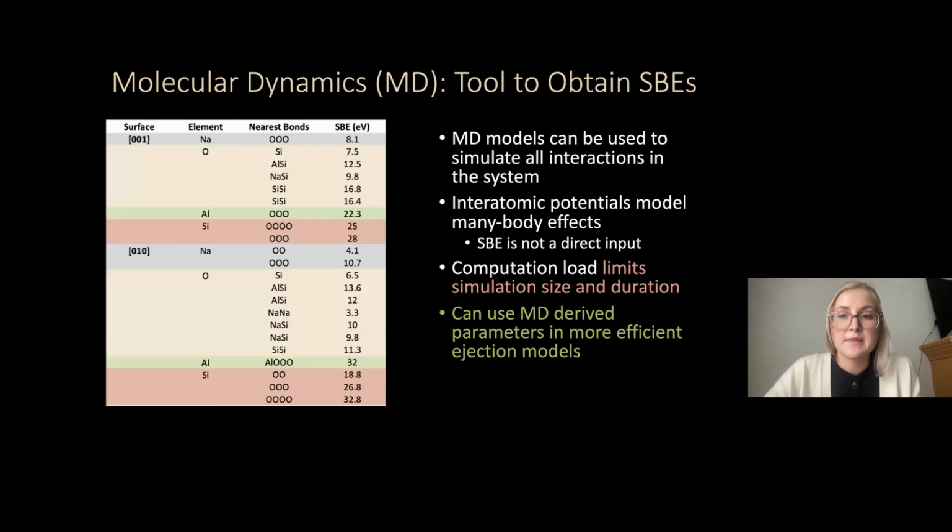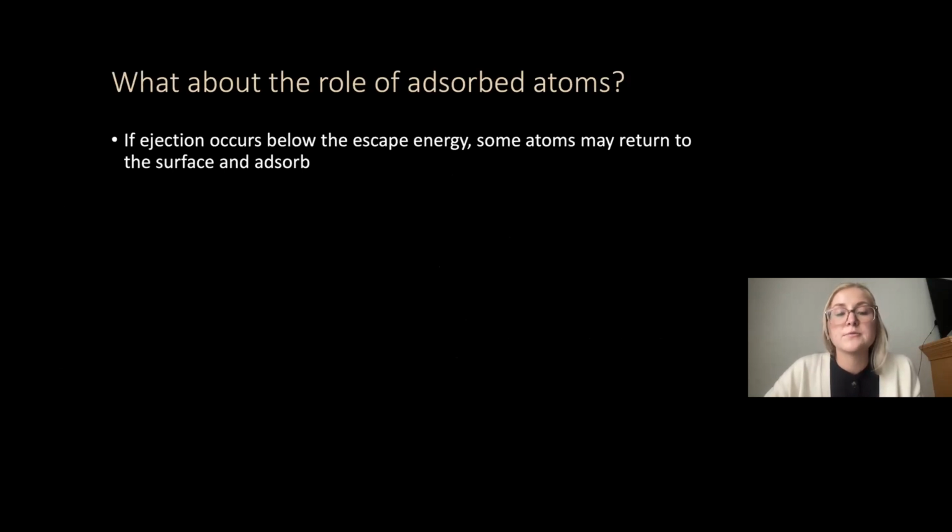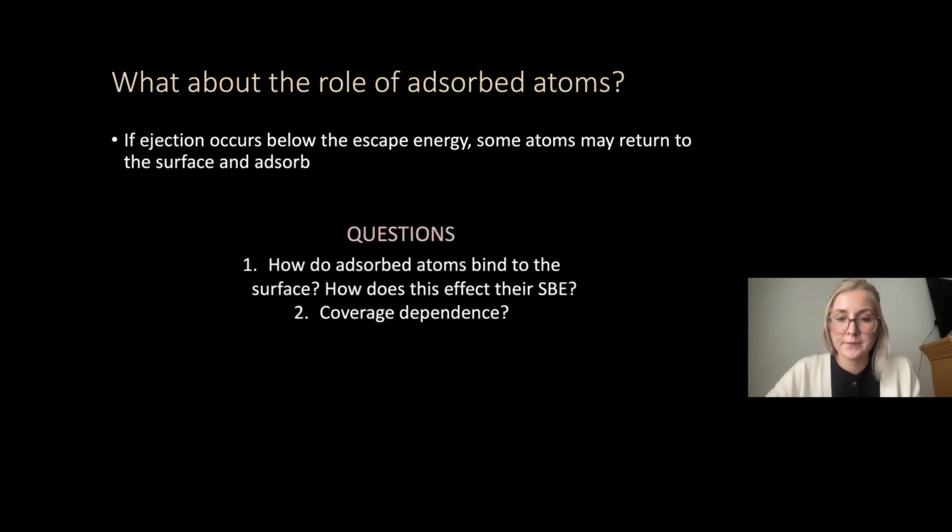And we've actually used this methodology to obtain a number of different SBE values for a crystalline albite surface, as shown here. Next, we wanted to apply this method to more realistic surfaces. So we asked ourselves, what about the role of adsorbed atoms? We know that if ejection occurs below the escape energy, some atoms may return to the surface and adsorb. So this introduced the questions of how do adsorbed atoms bind to the surface, and how does this affect their SBE? As well, it introduced the idea of coverage dependence on the effect of SBE on surfaces.